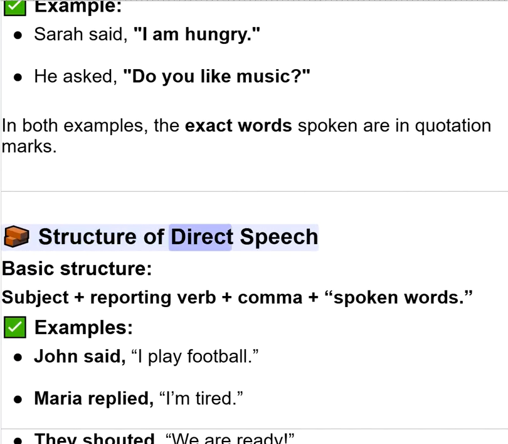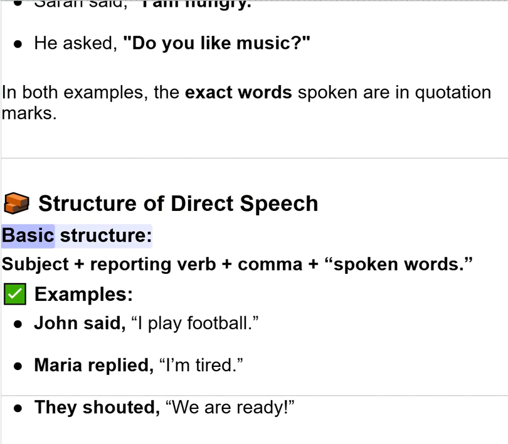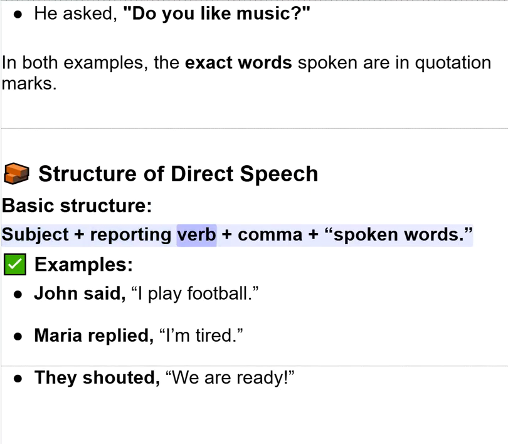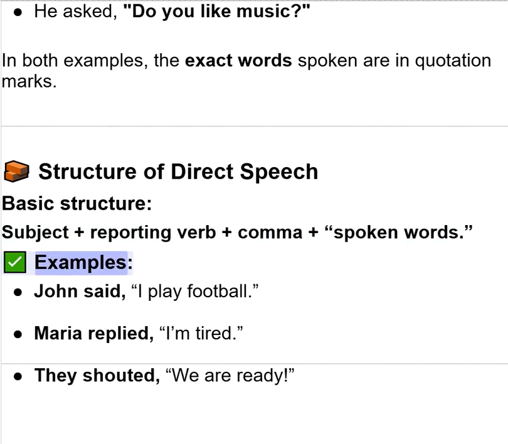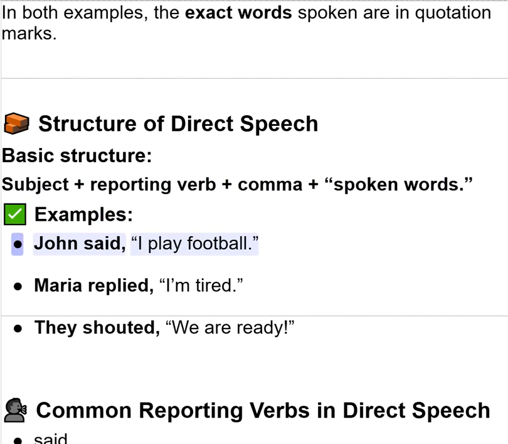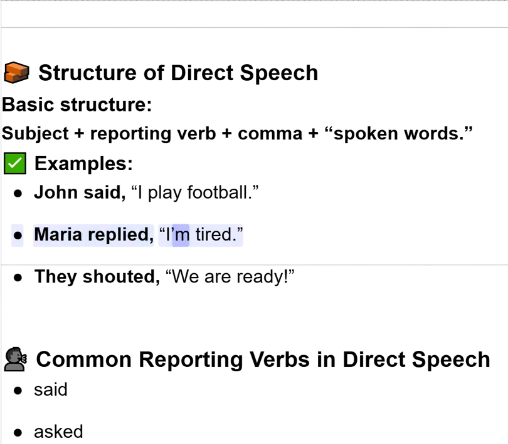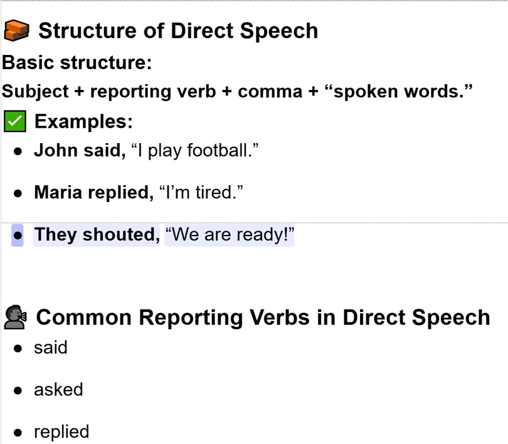Structure of direct speech. Basic structure: subject plus reporting verb plus comma plus spoken words. Examples: John said, "I play football." Maria replied, "I'm tired." A shouted, "We are ready."